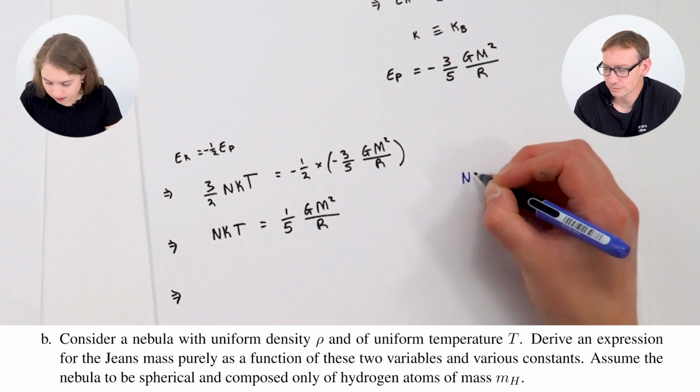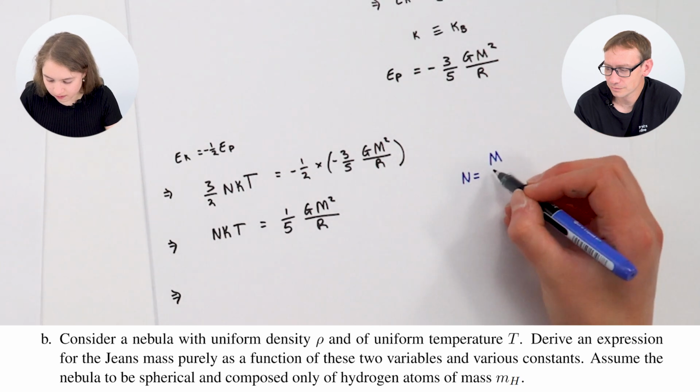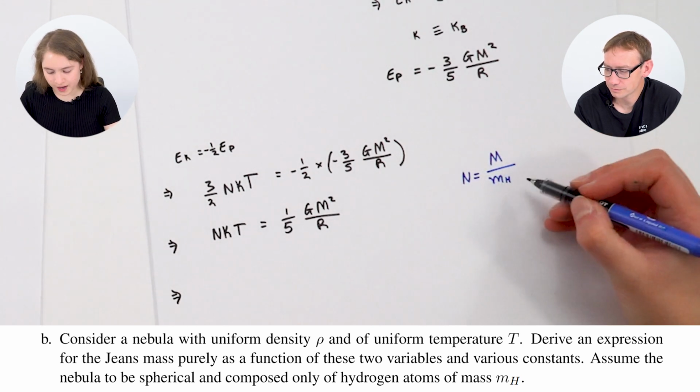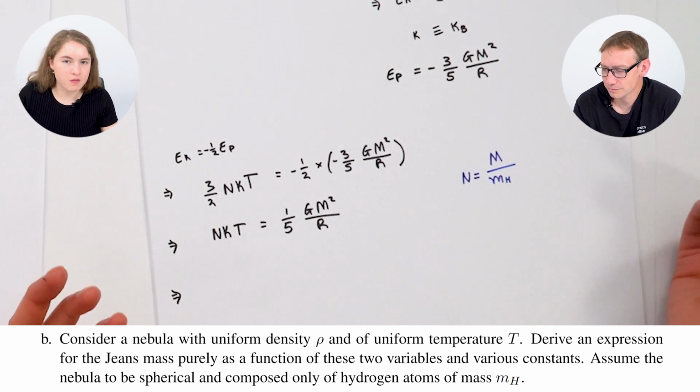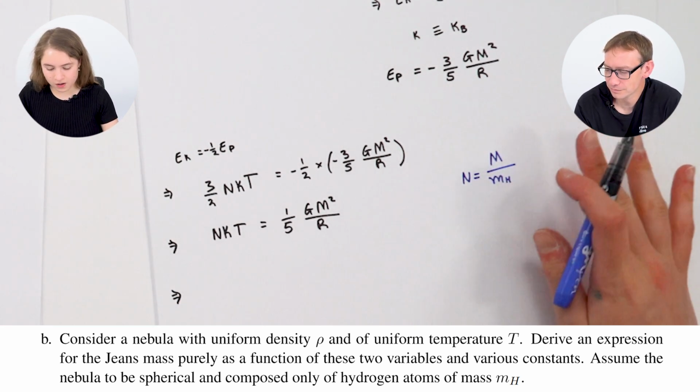So let's just do that at the side here. We know that n is the total mass of the cloud divided by the mass of each molecule. And mH is a constant that we know. And m is the gene's mass, so that's the thing we're trying to find. So this is good, this is all legal.